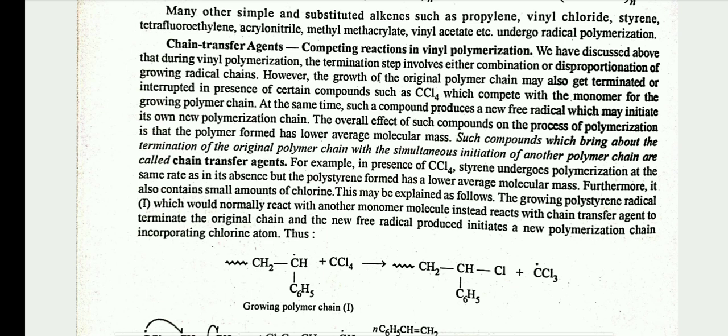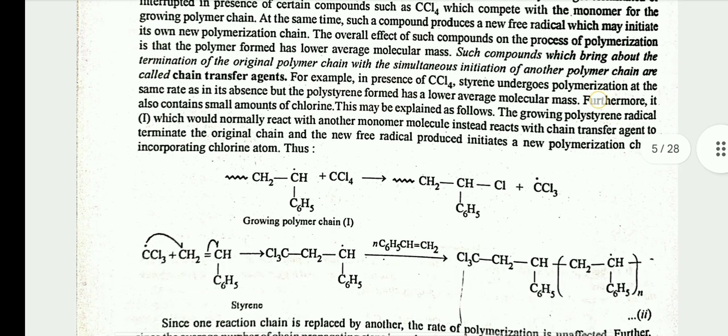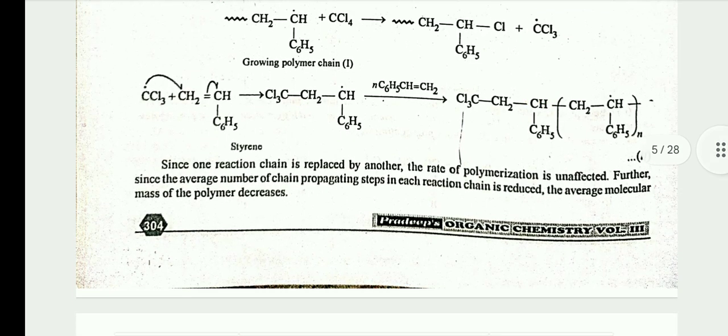For example, in the presence of CCl4, styrene undergoes polymerization at the same rate as in its absence, but the polystyrene formed has a lower average molecular mass. Furthermore, it also contains a small amount of chlorine. This may be explained as follows. The growing polystyrene radical, which would normally react with another monomer molecule, instead reacts with the chain transfer agent to terminate the original chain, and the new free radical produced initiates a new polymerization chain incorporating a chlorine atom. Since one reaction chain is replaced by another, the rate of polymerization is unaffected.